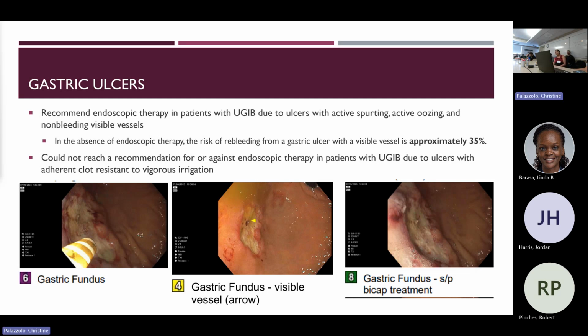But it is important, at some point, could be outpatient, to look again at that area, because you don't know what's underneath that necessarily, to evaluate that area. Okay.